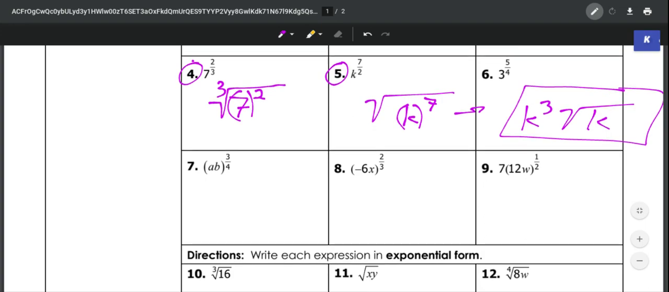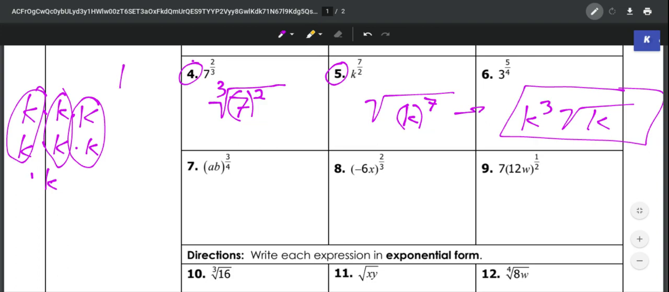A good way, like I've told you before, k to the 7th is the same thing as k times k times k times k times k. So we can take one group of 2 out. We can take another group of 2 out. Then we can take a third group of 2 out. That means k to the 3rd comes out of the radical, and this last k stays inside of the radical. So that's really all this is saying when we're reducing them.